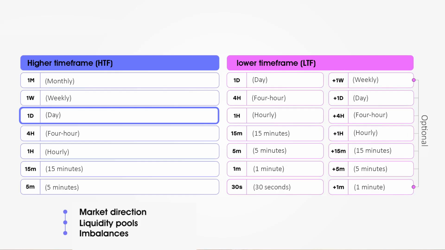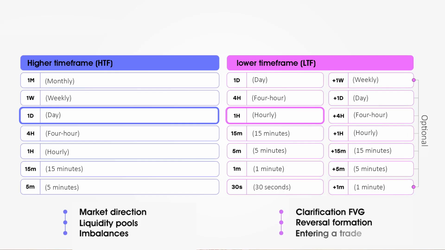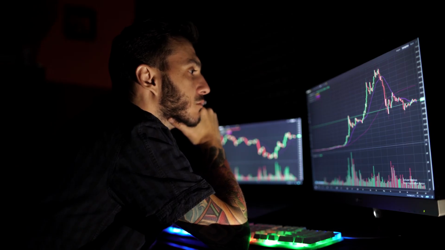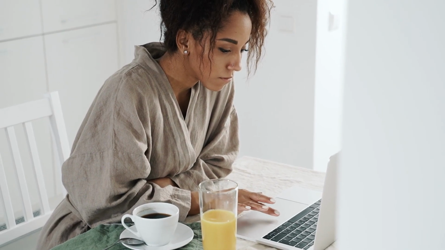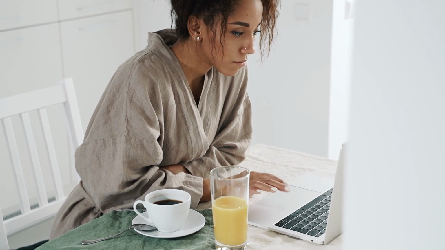Then move to a lower timeframe, in this case hourly, to refine daily imbalances, find reversal formations, and enter the trade. This sequential and structured approach allows finding frequent and high probability setups based on market logic and the actions of major players. Next, we'll break down each of these steps in detail. You'll learn what to focus on before opening a trade, how to correctly choose entry points based on the imbalance, and how to effectively place stop losses and take profits.